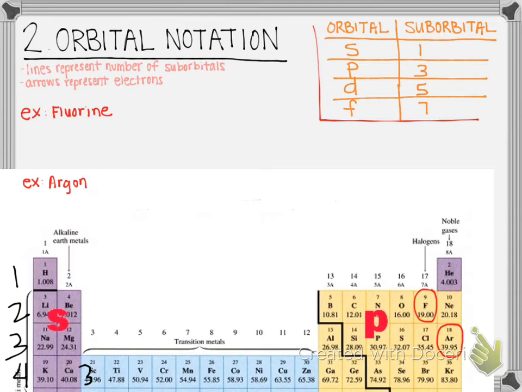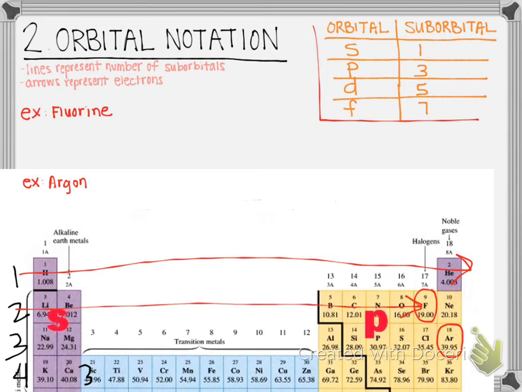So the first example I'm going to do is for the element fluorine. And when you are doing these notations or configurations, you are going to read the periodic table like a book. So you are going to start on the top, you're going to read from left to right, and then you're going to go to the next line, read left to right. Okay, and you have to read what you're going through.